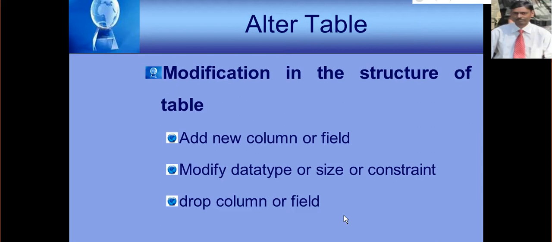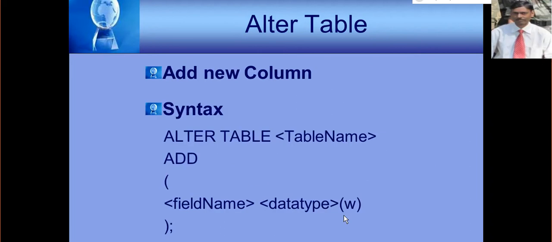And the third part is drop column. It means if we want to remove any column or field, then we can use the drop column part of alter table. In alter table we have three types of options: add some fields, modify some fields, or drop some fields. Okay, now we have to understand the first part, add new column.